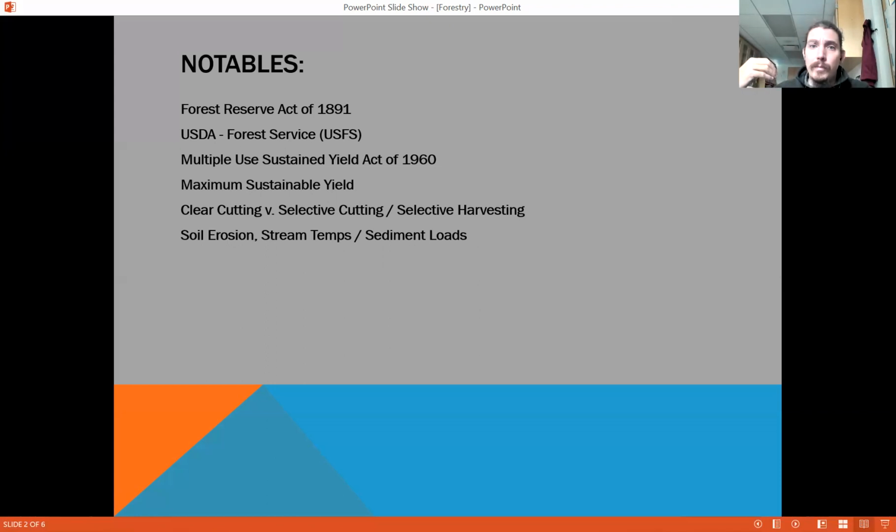The final set of terms on here will help us to inquire perhaps into the different results of these two practices, selective cutting versus clear cutting. These are focused on things like soil erosion, stream temperature and sediment loads, and even age of trees. So let me clarify. Soil erosion is much higher when there's been a clear cut. You probably aren't surprised by this.